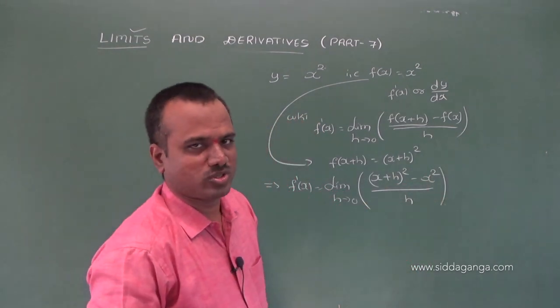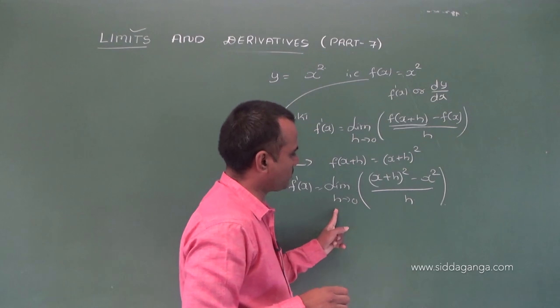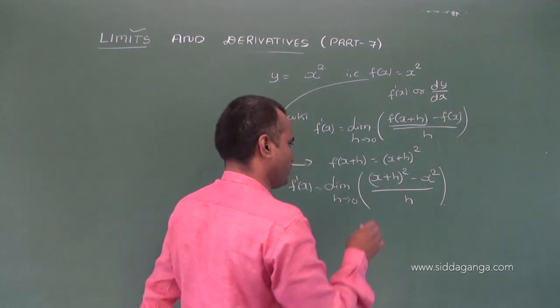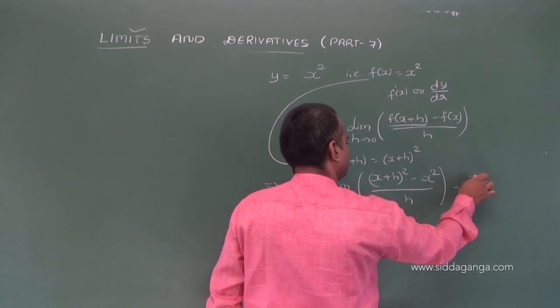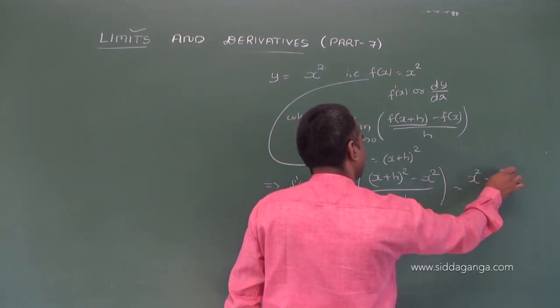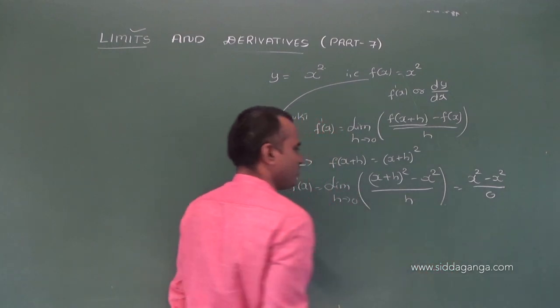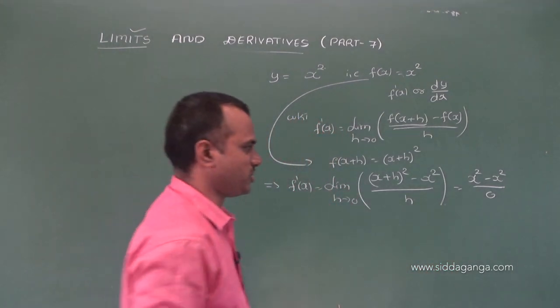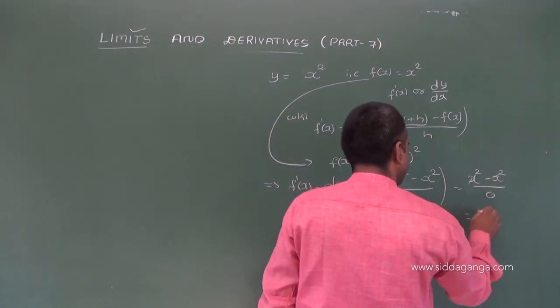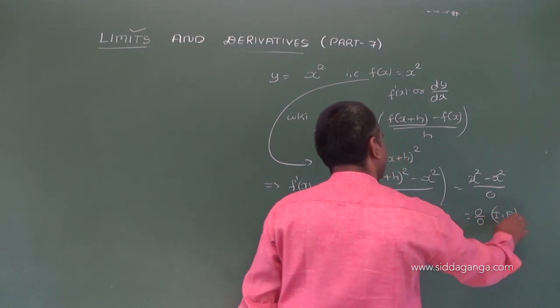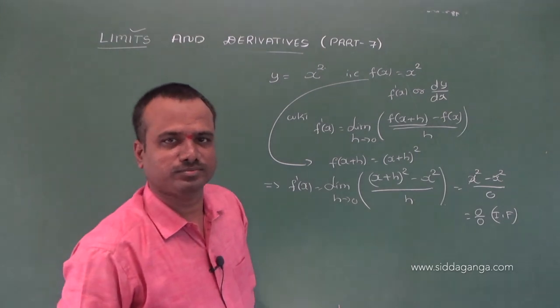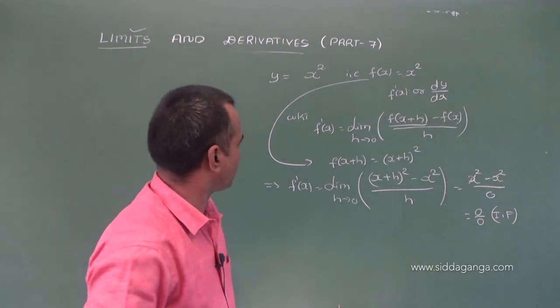You know how to solve this one. Firstly, wherever there is h, we substitute 0. x plus 0 means x square, minus x square, divided by 0. Wherever h, substitute 0. Cancel. 0 by 0, indeterminate form.